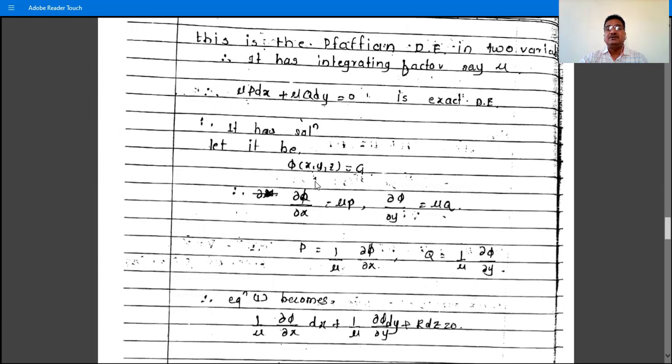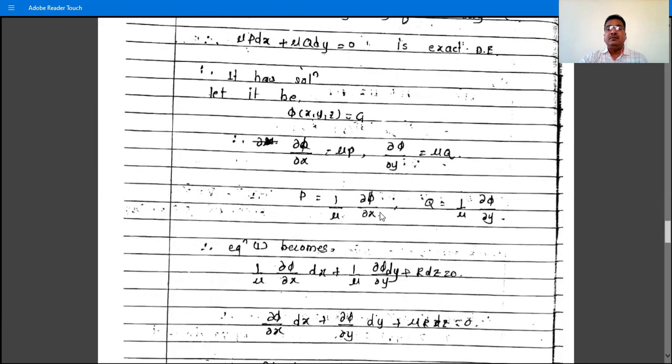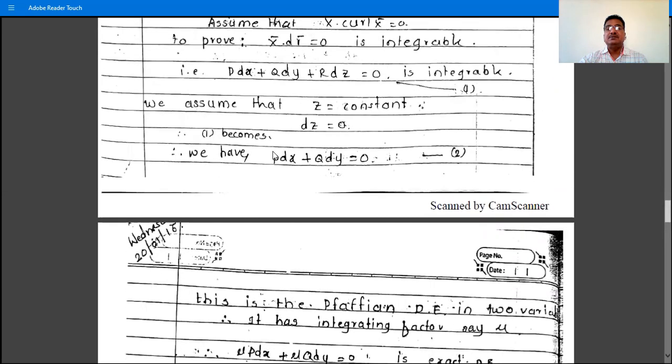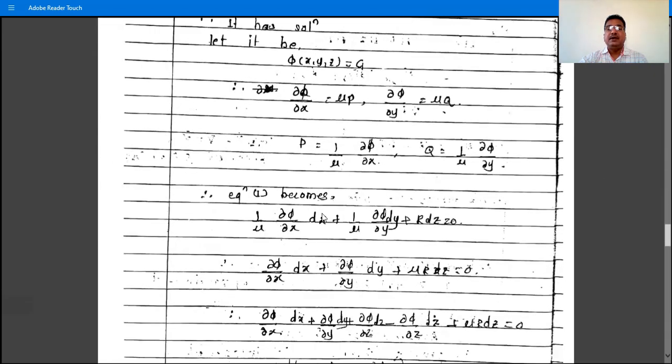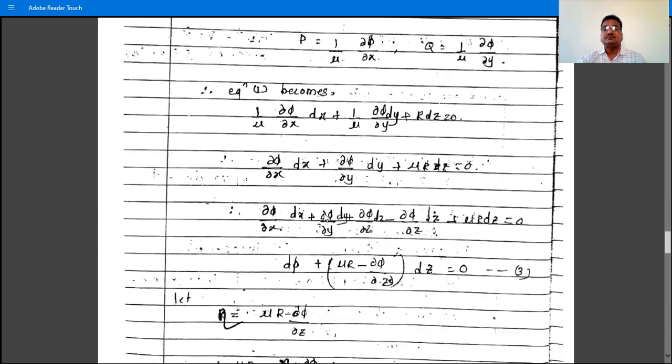because after finding d phi, we have delta phi by delta x dx plus delta phi by delta y dy, and d phi is equal to 0. If you compare these two, then mu p is delta phi by delta x, mu q is delta phi by delta y, and then p is equal to 1 by mu delta phi by delta x, and q is 1 by mu delta phi by delta y. Therefore equation number 1 becomes, after substituting the values of p and q, 1 by mu delta phi by delta x dx plus 1 by mu delta phi by delta y dy plus r dz is equal to 0.